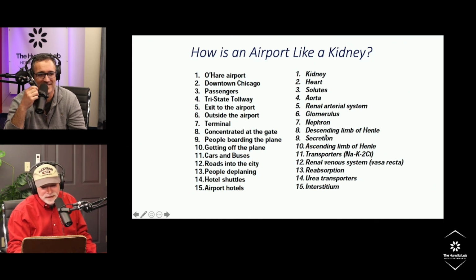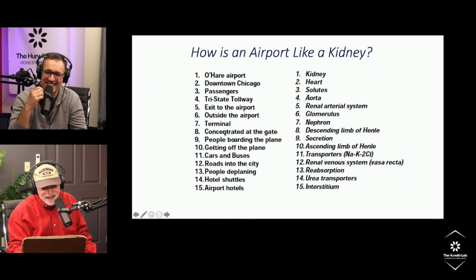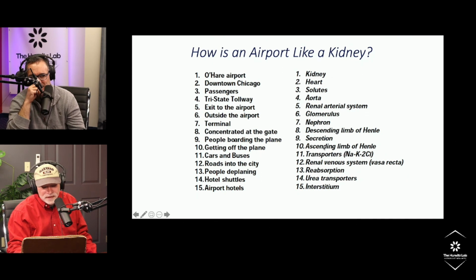The descending limb of Henle is where water is moved and you get more concentration. That's the solutes being concentrated at security. Then people boarding the plane are leaving the city. They're being secreted. People getting off the plane are the ascending limb of Henle, and they're being reabsorbed. The cars and buses are the transporters. The roads into the city represent the vasa recta. And then there are the recycling hotel shuttles.